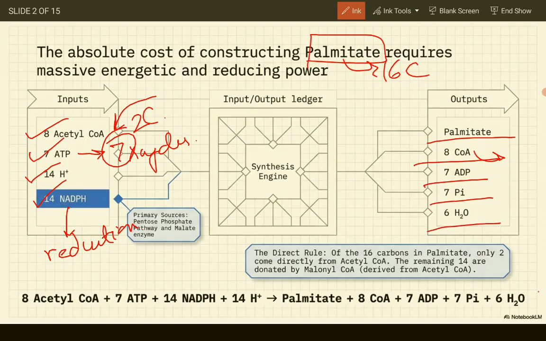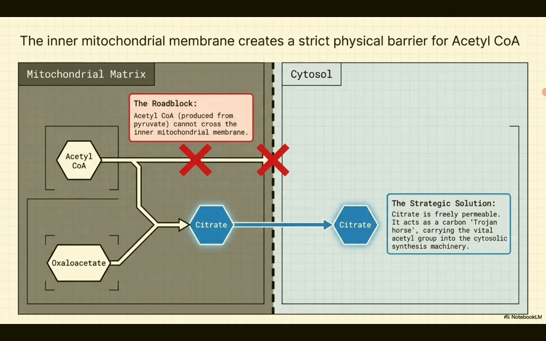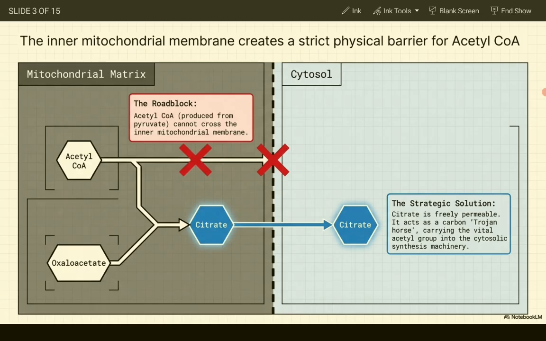Of the 16 carbons in palmitate, only 2 come directly from acetyl CoA, and the remaining 14 are donated from malonyl CoA. So this is a point to remember: of the 16 carbons of the palmitate, only 2 come directly from acetyl CoA, the rest 14 are donated by malonyl CoA. Now malonyl CoA is also produced through acetyl CoA, that is another thing. So this is the whole reaction. Let's see step by step how palmitate is being produced.